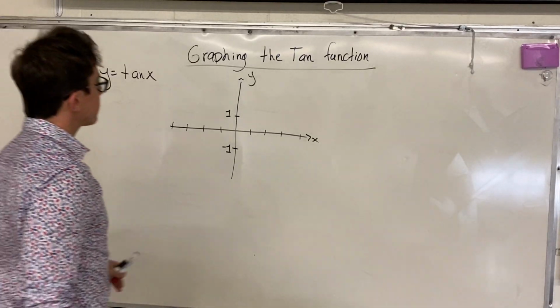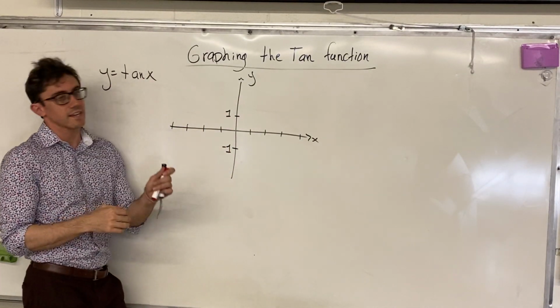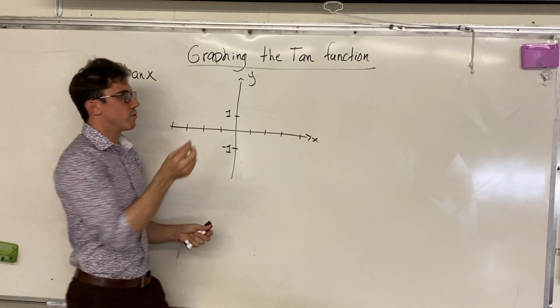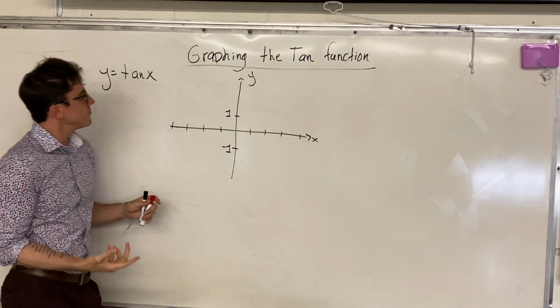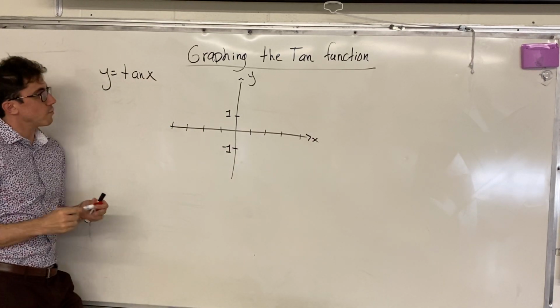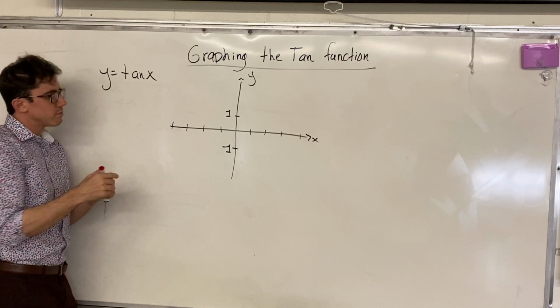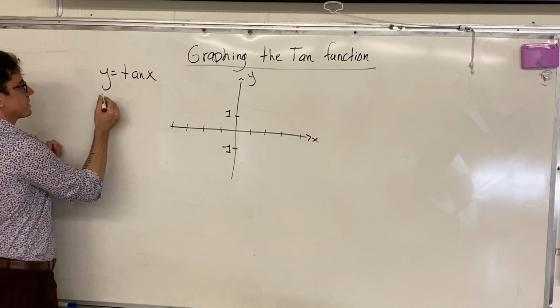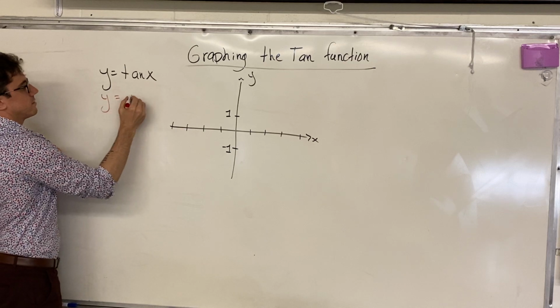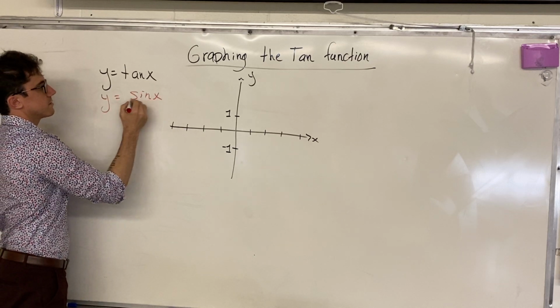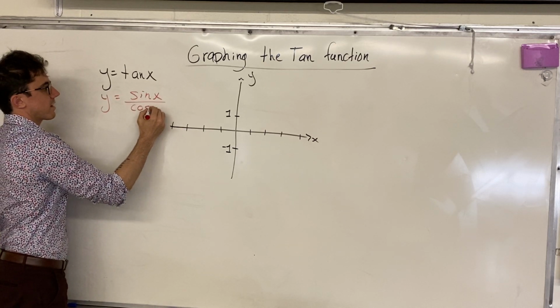Good afternoon, everyone. Today we're going to do a video on graphing the tan function and going into details of where we get the important points on the graph. And so if we look at the function y is equal to tan of x, we know that tan of x is really the rational function sine of x over cos of x.